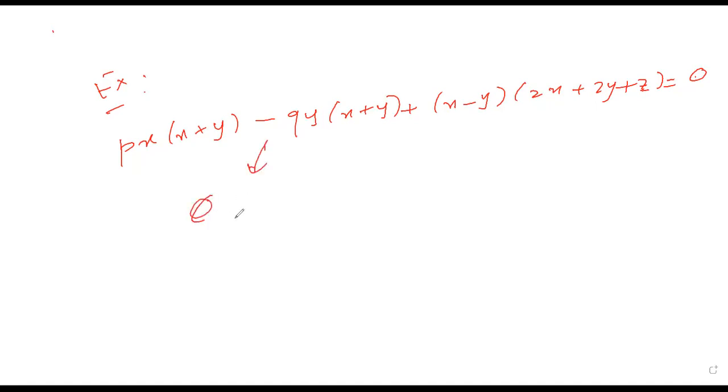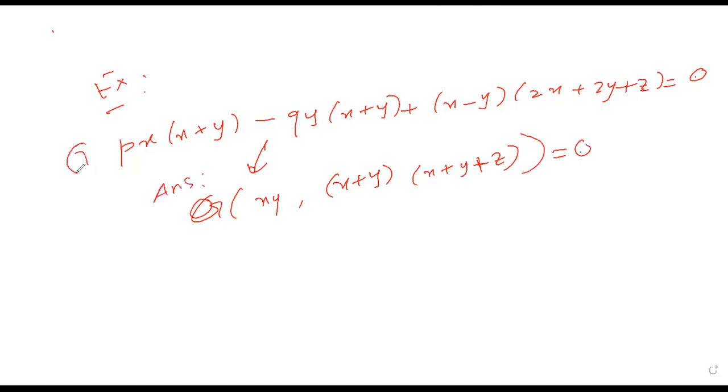Our G will be xy and x plus y times x plus y plus z. Check whether you get this answer. This is our first question. So let's do another question also.